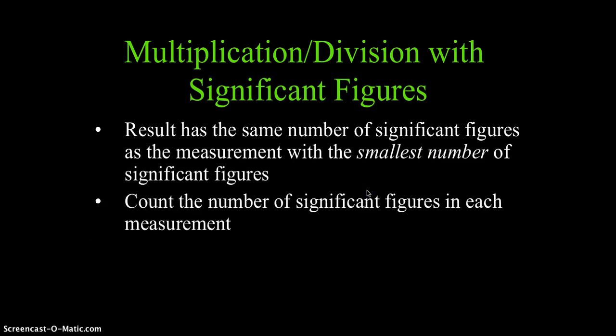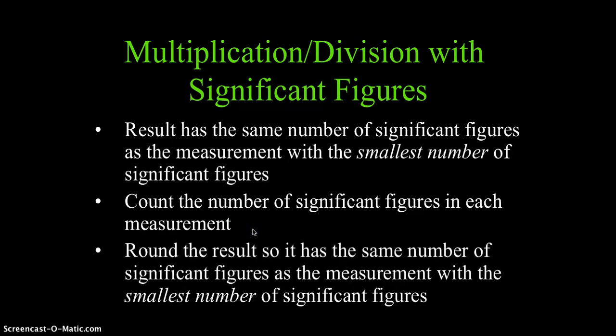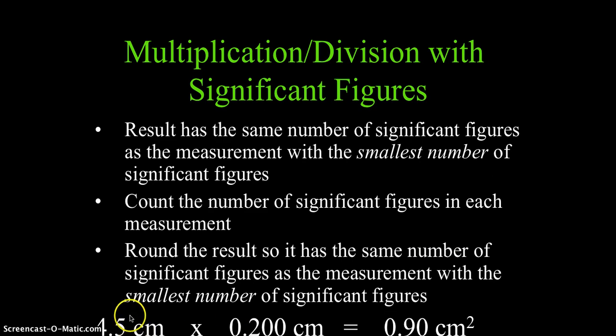So when you're going to multiply and divide, you simply count the number of significant figures in each of your values. Whichever one has the least number, that's how many significant digits should appear in your final answer. If you look at this calculation here, 4.5 is 2 significant figures. 0.200 is 3. Refer to your rules if you don't remember why.